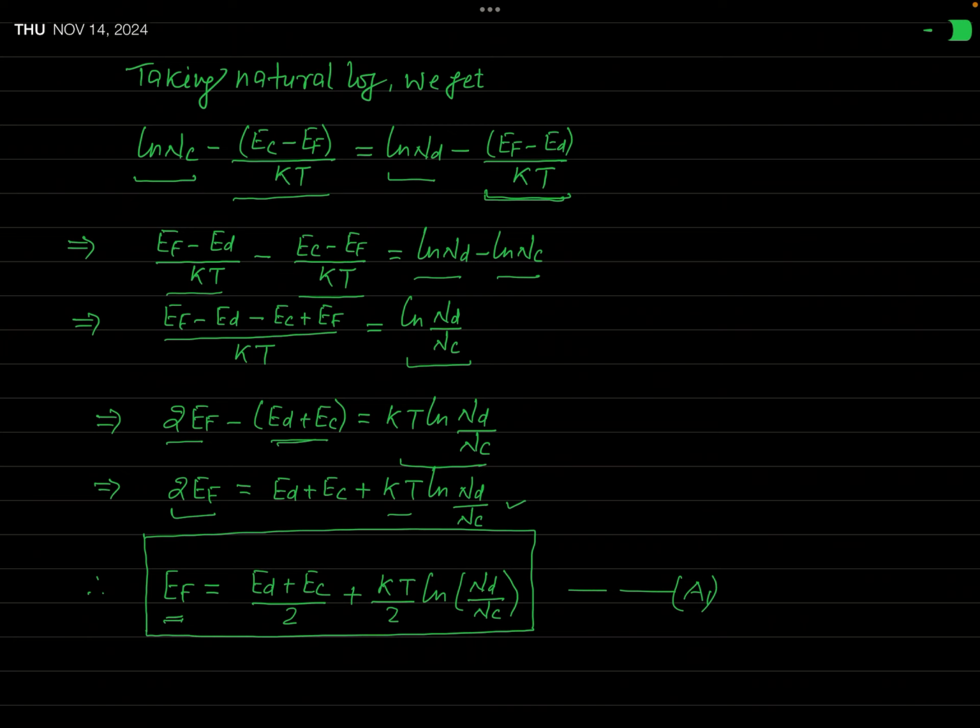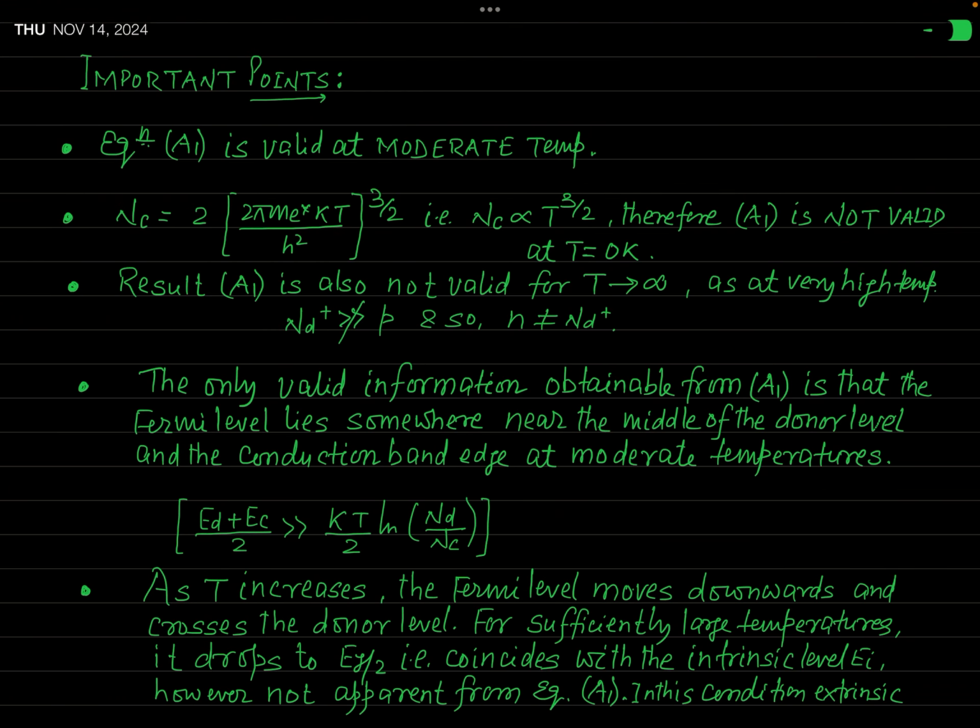Now after getting this result for Fermi energy for N-type semiconductor, now we will discuss this result. What are the important facts that can be seen from this result? Now we are going to see it. So what are the important points?